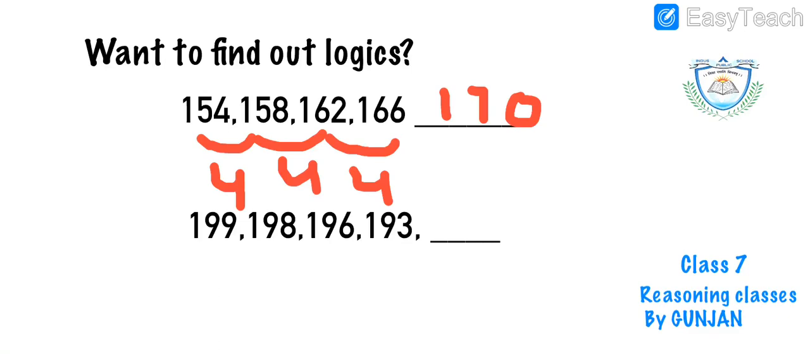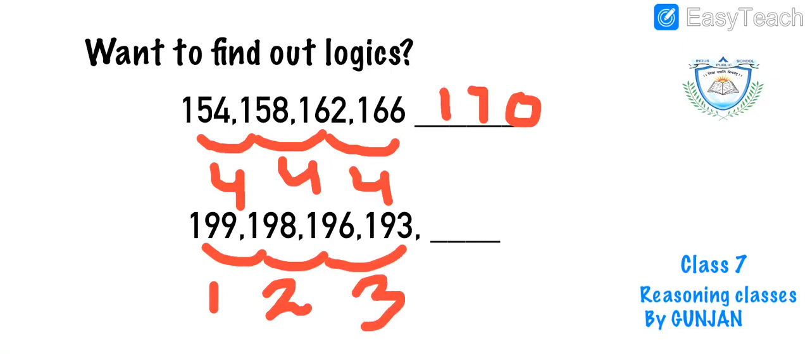Let's try out another one. Next is 199, 198, 196, 193. Again, let's check the difference. Difference between 199 and 198 is 1. 198 and 196 is 2. 196 and 193 is 3. So, here the difference is in the increasing order.